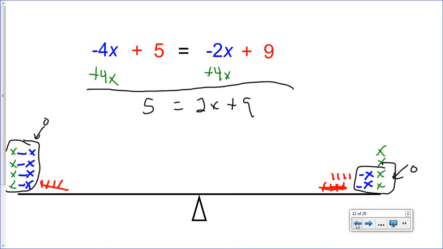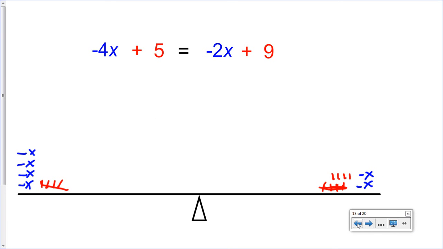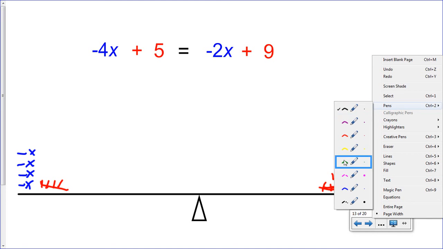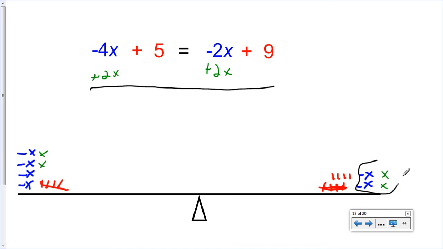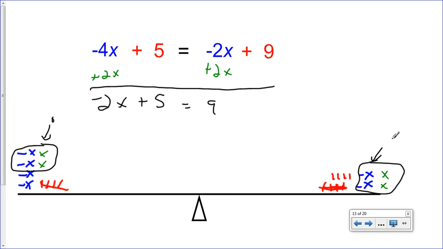And finally, let's see, I want to do it the other way around. I want to cancel out these two negative x's here, and that means I have to do that by adding 2x to both sides. Result: 0 plus 9. Result here: 0, negative 2x is left, because 4 negatives and 2 positives is 2 negatives. And it's all about the inverse property.